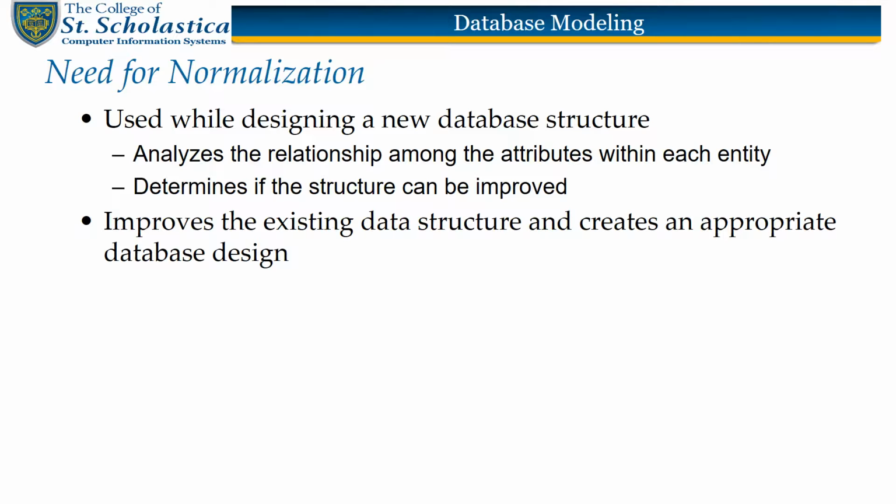The second situation is when the designers are asked to modify existing data structures that can be in the form of flat files, spreadsheets, or older database structures. Again, by analyzing relationships among the attributes or fields in the data structure, the database designer can use the normalization process to improve the existing data structure and create an appropriate data design.